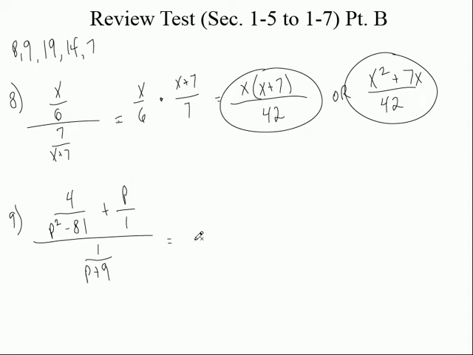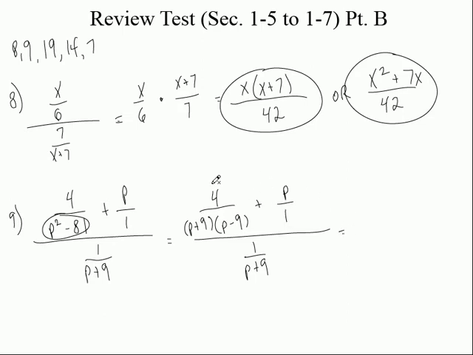Alright, so let's see what we can do. Look what else we can do up top here. What I'm going to do is simplify that. It's a difference of 2 squares, so I'm going to factor it. So it's 4 over (p plus 9)(p minus 9), plus p over 1. And then this is just 1 over p plus 9. Good so far? The only thing we've done is take this and factor it. That's all I've done so far.